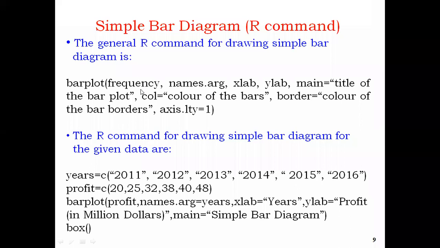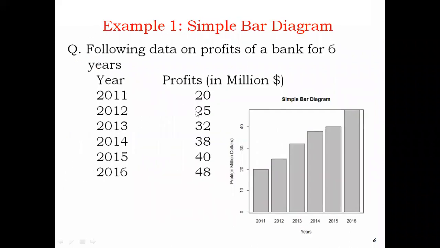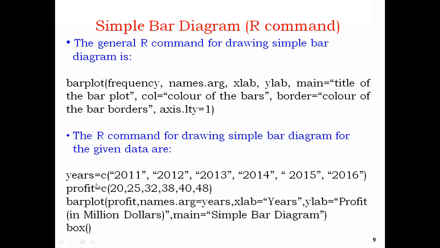So what is frequency here? It means profit. You see, these are the years and these are the profits, so these are the frequencies. That's why we are writing profit here, and whatever name you give, it should be the same here. If you are giving PROFIT, then here also PROFIT. So this is your frequency. Then years, names dot argument. What argument am I giving here? Years. So years is 2011 up to 2016.